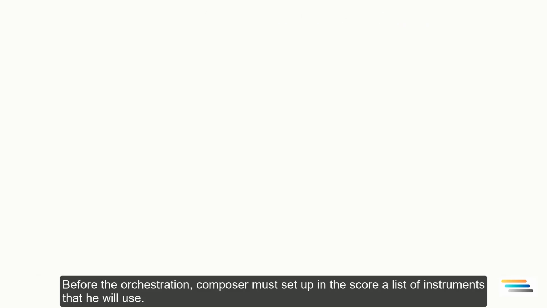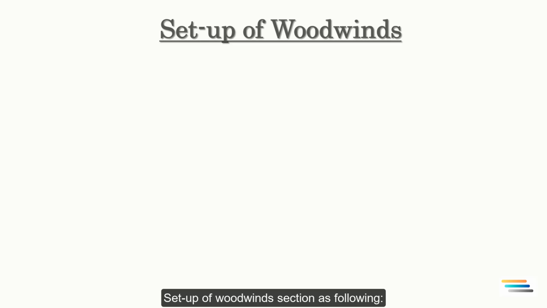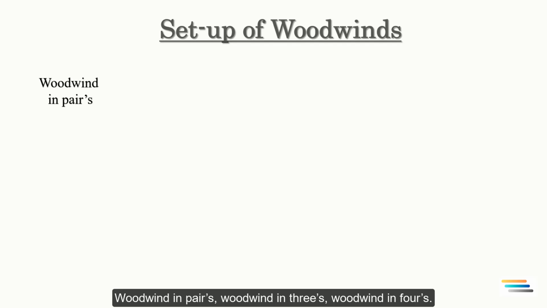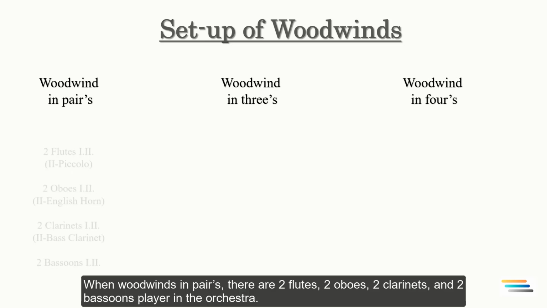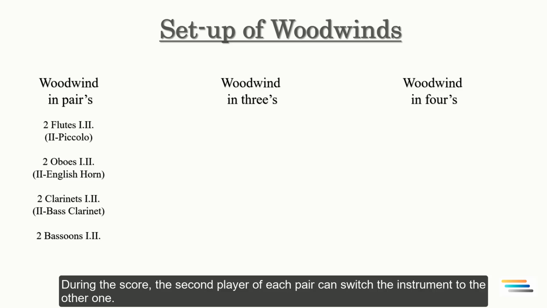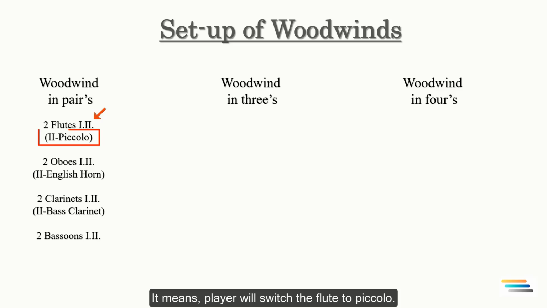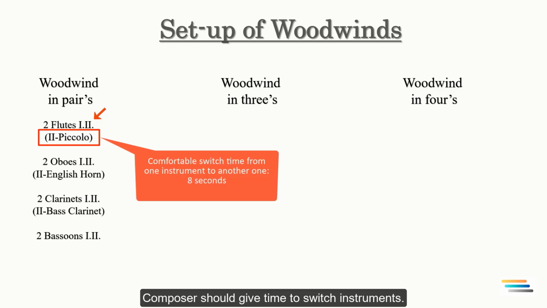Before the orchestration, the composer must set up in the score a list of instruments that he will use. Setup of the woodwind section is as follows: woodwinds in pairs, woodwinds in threes, woodwinds in fours. With woodwinds in pairs, there are 2 flutes, 2 oboes, 2 clarinets, and 2 bassoons played in the orchestra. During the score, the second player of each pair can switch to another instrument. For example, the second flute player can play the piccolo. It means the player will switch from the flute to the piccolo. The composer should give time to switch instruments.